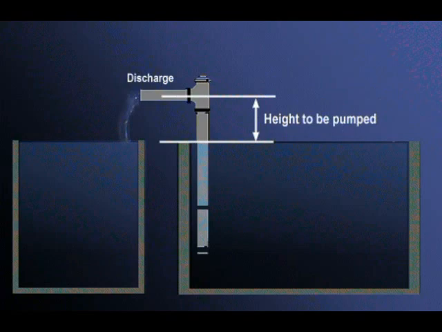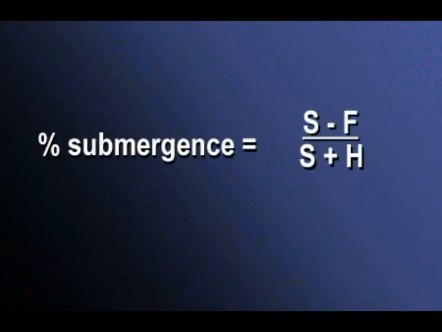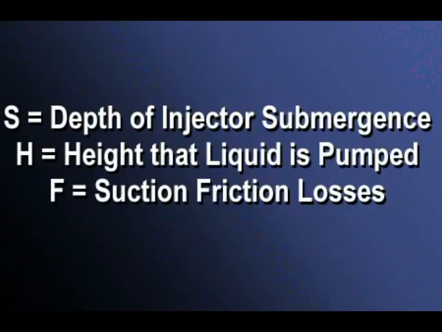The height to be pumped is the distance between the liquid level and the height at which the liquid is discharged. Suction friction losses also have to be considered. In this example, suction friction losses are almost zero because the fluid enters the pump just below the air injector. If the airlift is performing erratically, check the percent submergence using this formula, where S equals depth of air injector submergence, H equals height that the liquid must be pumped, F equals suction friction losses.